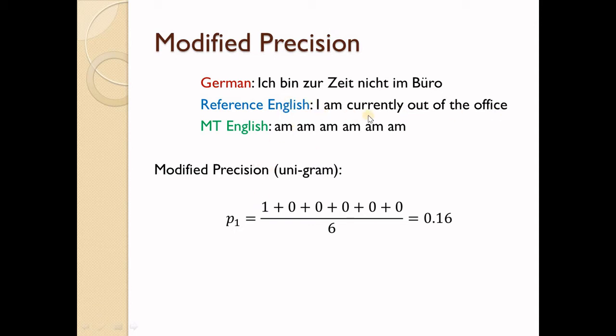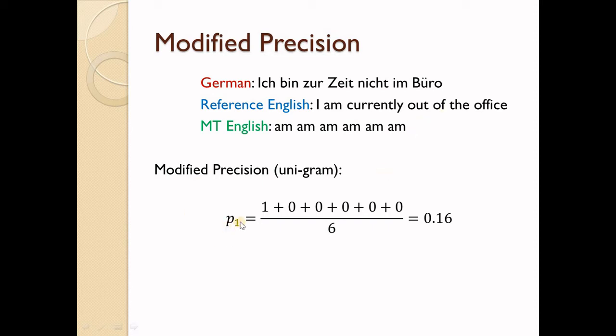I is present here. Yes, this is where the I is present. So 1. I is present here, but when we search, we are not going to reuse this I that we already accepted, we will search here. No, this is not present. So 0. I is present here? No, except this, there is no I. 0, and so on. So here we can see the precision became 0.16, which says that the machine translated English is not similar to the reference English.